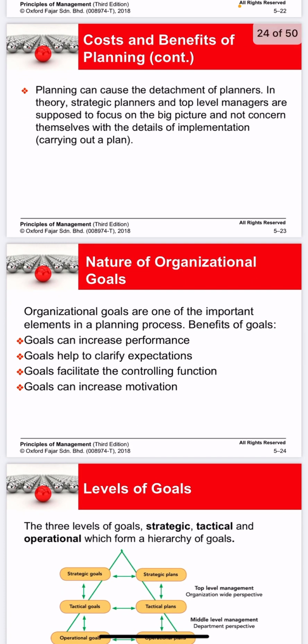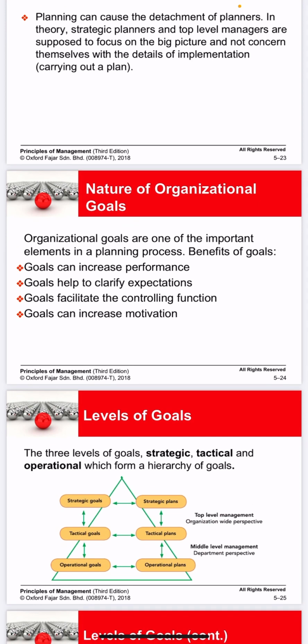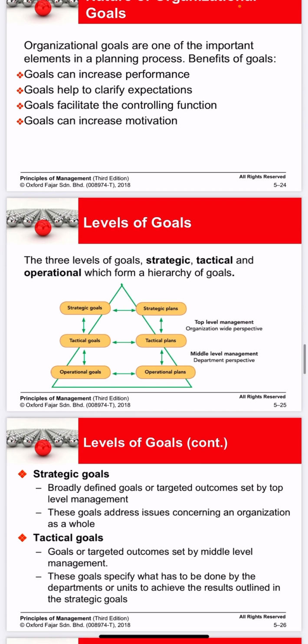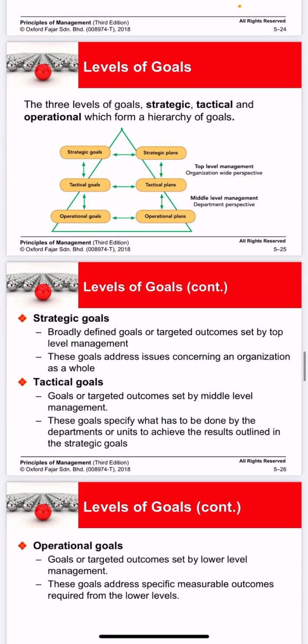Nature of organizational goals. The benefits of goals: goals can increase performance, help clarify expectations, facilitate the controlling function, and increase motivation. So those are the benefits of goals. Levels of goals, as with planning, include strategic goals, tactical goals, and operational goals, and it involves three levels of management: top level management, middle level management, and lower level management. Strategic goals, broadly defined goals, are targeted outcomes set by top level management. These goals address issues concerning an organization as a whole.